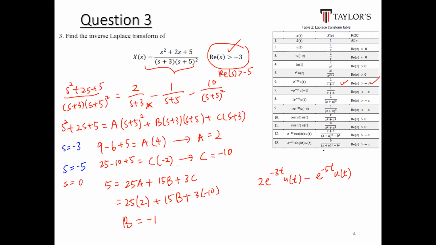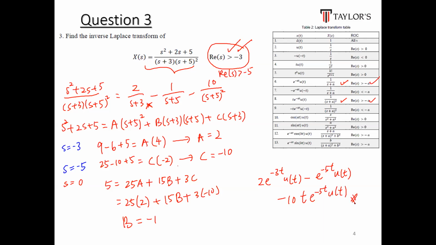And the last one is 1 over (s + 5)^2, which is this case. And we know that the real part must be greater than negative 5 as well, which negative 3 also satisfies. Because once it's greater than negative 3, it is always greater than negative 5. So this becomes minus 10t e^(-5t)u(t). So that's the final answer.